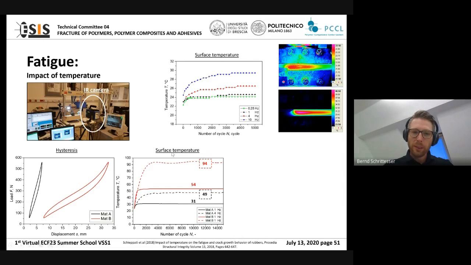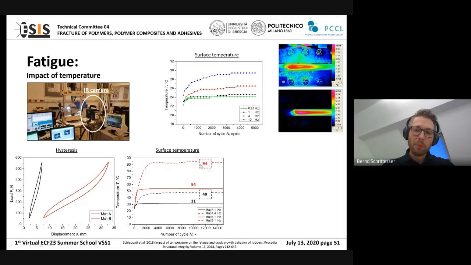This is also directly reflected in the surface temperature, what you can see here, where you have for material A 31 degrees, and at 4 Hertz, 49, whereas for material B, you have even with 1 Hertz, 45 degrees, and with 4 Hertz, sorry for the mistake here, it's 4 Hertz, you have even 94 degrees.